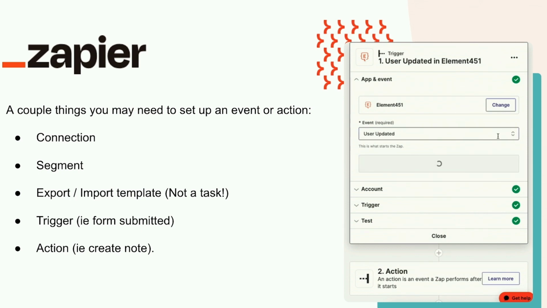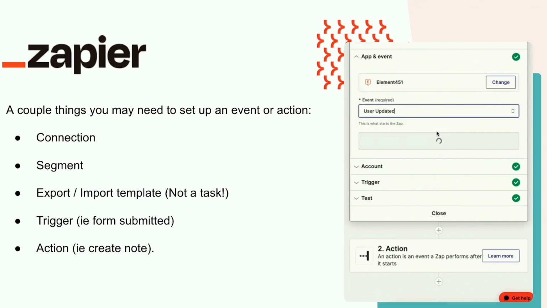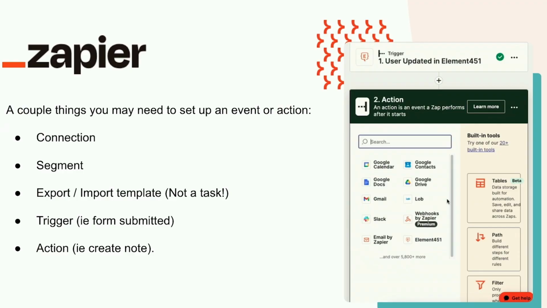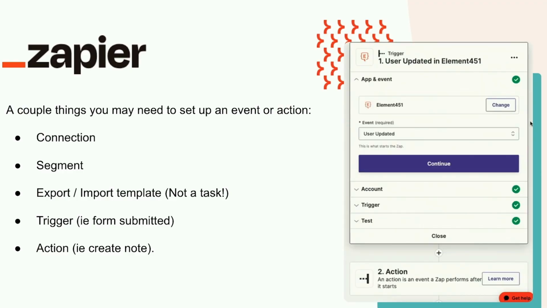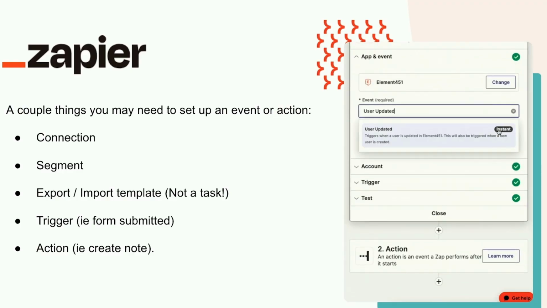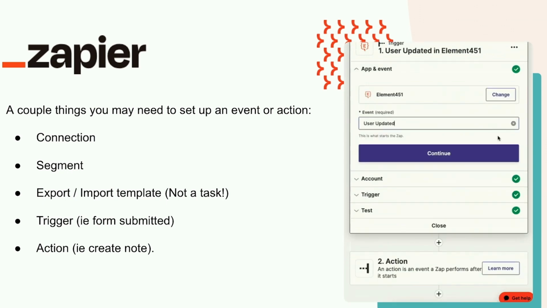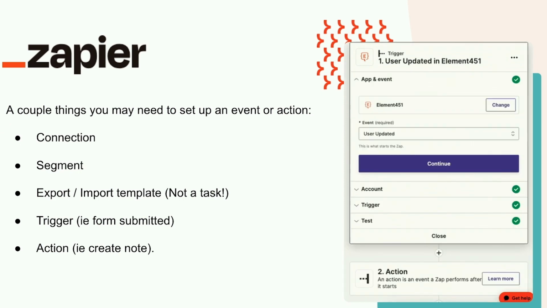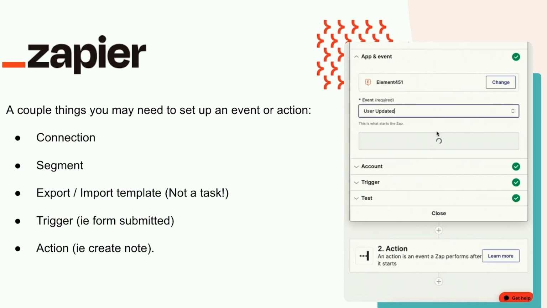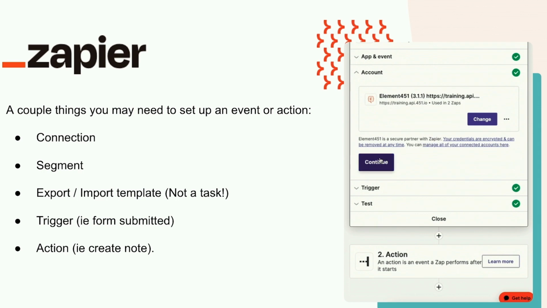Now, a couple things you'll need to get this started: you'll need a connection to your Element451 system. You'll need to select a segment, an import and export template, not the task, a template. And then you also need a trigger. So in this case, your form submitted was the trigger. And then you have, is a user updated? Is an application submitted? And once that happens, you can then take an action and send it somewhere. So Michael talked about how you could take an email and send it from your CRM to a Facebook lead using Zapier.